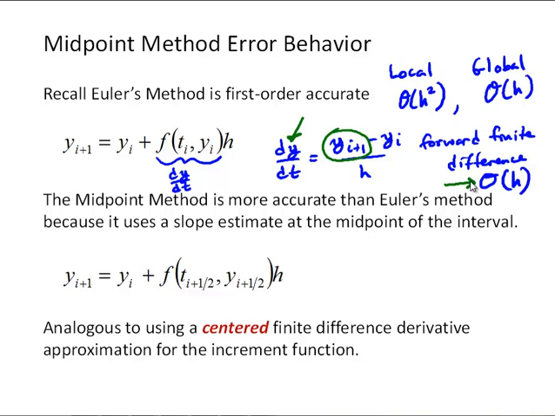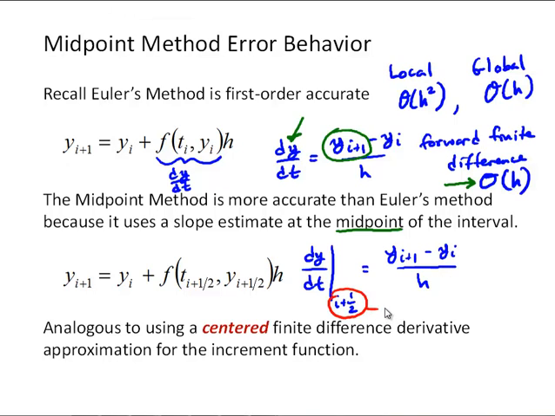The midpoint method is more accurate than Euler's method because it uses a slope estimate at the midpoint of the interval. So let's look at that. Let's get an analogous finite difference approach. So here we would get dy dt all at i plus 1/2 is equal to yi plus 1 minus yi over h. And notice that i plus 1/2 is at the midpoint, it's the middle of i plus 1 and i.